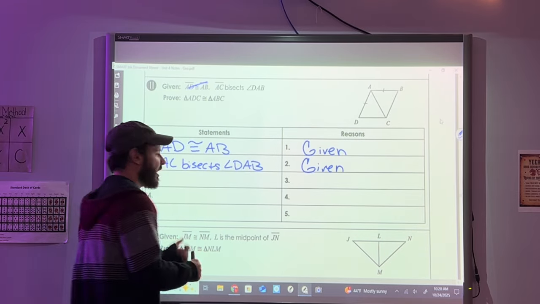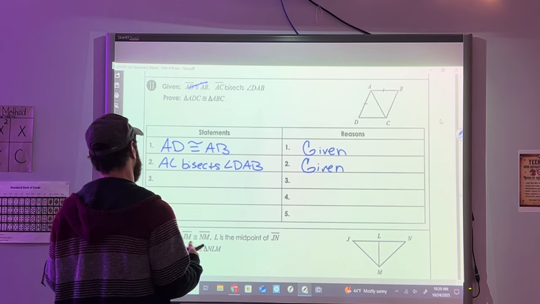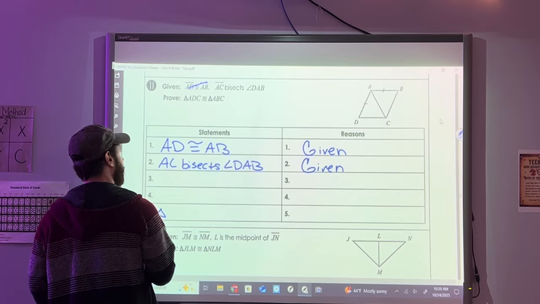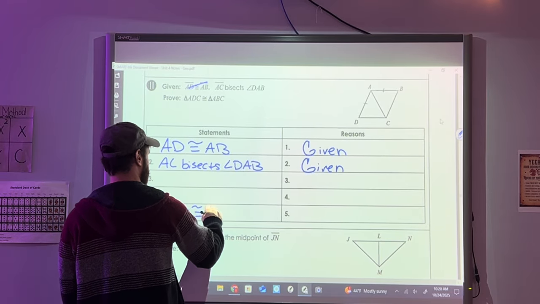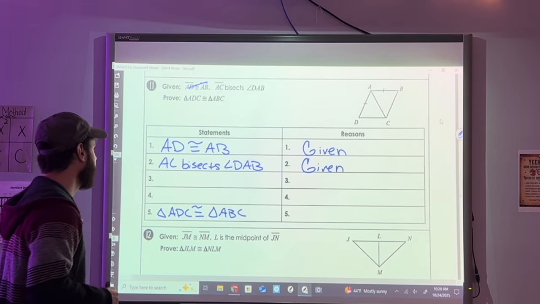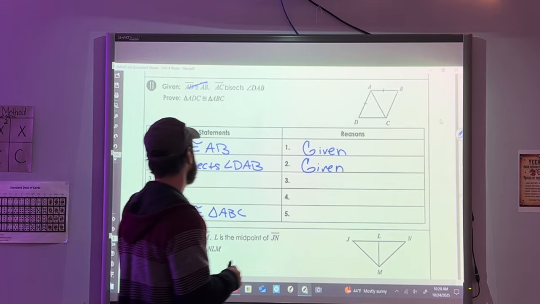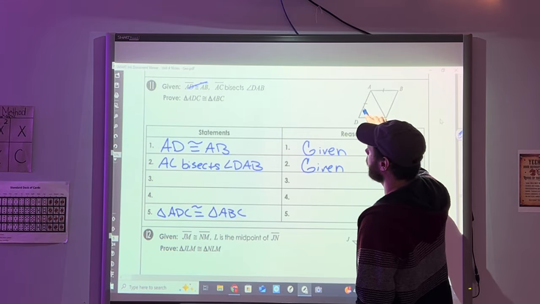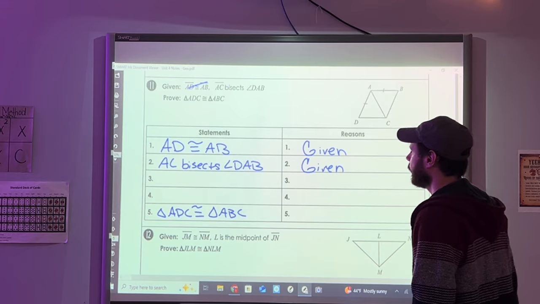All right, I see the word bisect. I'm probably going to use definition of bisect at some point. That seems like a smart thing. But I'm trying to prove that triangle ADC is congruent to triangle ABC. All right, how are we going to get there? AD, hey, AB, they already drew on my picture for me. That's upsetting.